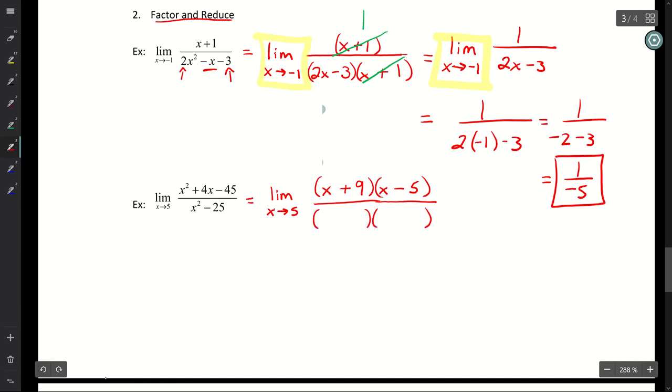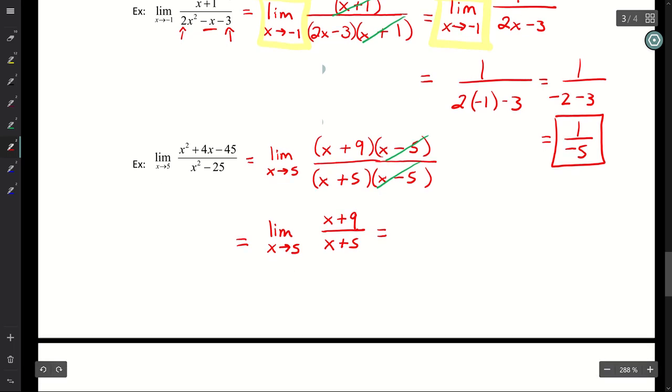And the bottom is a difference of squares. This looks like x plus 5, x minus 5. And then notice here that once again, you have 2 factors that will cancel. So you're reducing this to limit as x approaches 5, x plus 9 over x plus 5. And then you're able to go ahead and plug in. So notice that we kept our limit here and here. And then at this point, we're going to drop the limit when we actually plug the 5 in where our x's are.